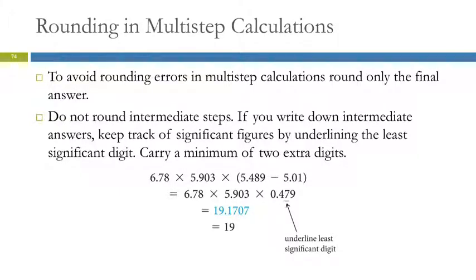Rounding in multi-step calculations. We frequently have to do more than one operation to get our final answer. So we need to avoid rounding errors. When we round at each individual step, we can end up with sometimes significant errors in our final result. So what we want to do is not round until the final answer.